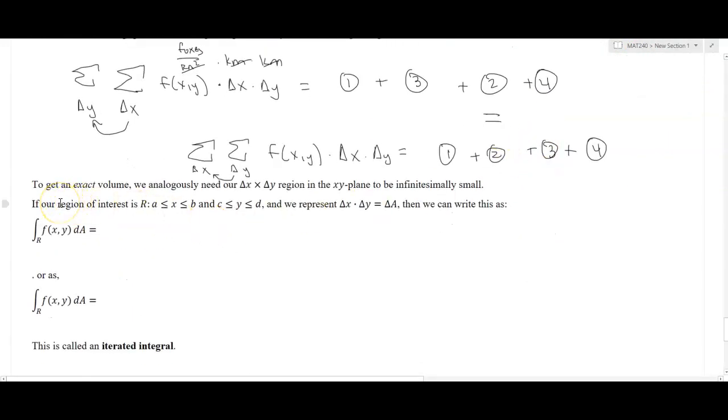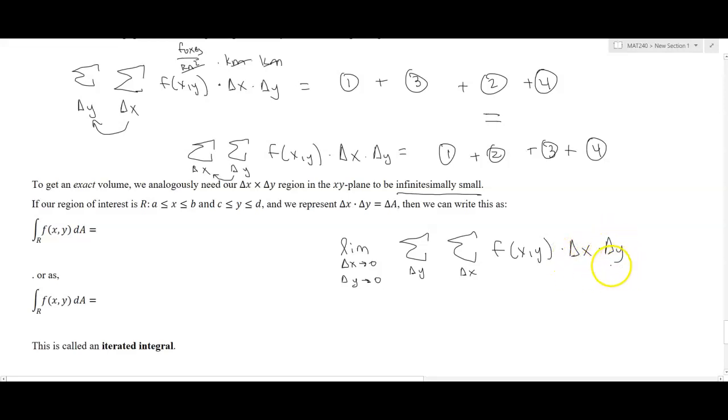So to get an exact volume, you can probably see where this is going. We're going to take the limit as delta x and delta y both become infinitesimally small. So if I write the limit as delta x approaches 0, and we can write it like this, as delta y also approaches 0, of the sum in either order, delta y first or delta x first, of f of xy times delta x delta y, right? I'm going to make these guys infinitesimally small.